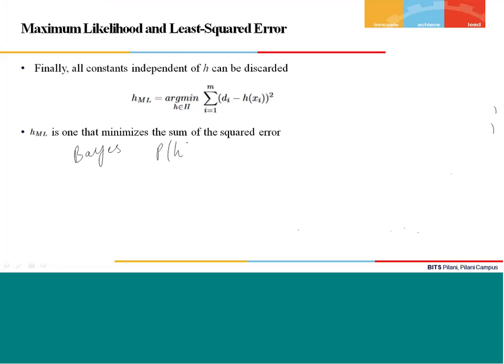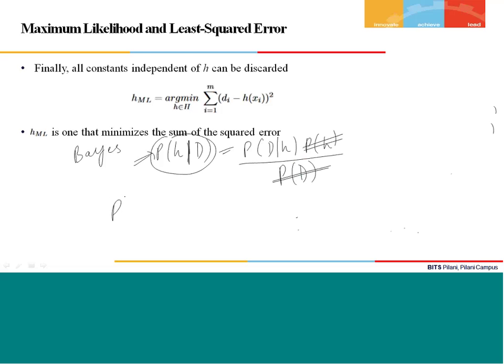Bayes theorem was like P(h|D), what is the maximum probability? We have to maximize this probability, and this probability is nothing but P(D|h) times P(h) upon P(D). We want to maximize this expression. What is that hypothesis that is maximizing this expression among a space? This is equally probable, so we are ignoring it. This is a constant term, it doesn't matter, it will not affect the selection of hypothesis. So these two terms are ignored now, and we are left with P(D|h).